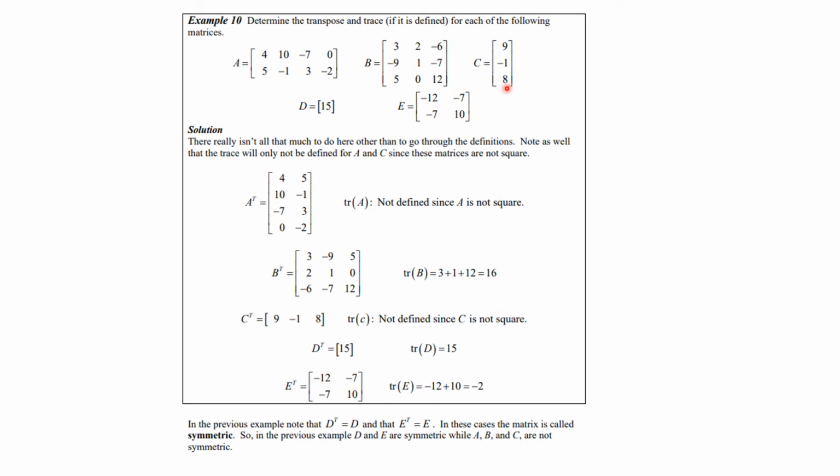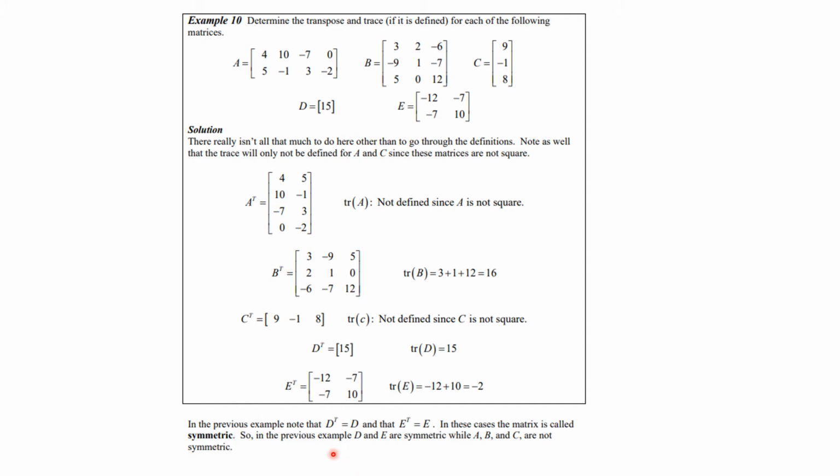Now, if you have a vector, the transpose of a column vector is a row vector, but the trace isn't defined because it is not square. Now D is a single entry in a matrix. It's a 1 by 1. It is square, but the diagonal just sums to 15. And here the transpose is going to actually be equal to the matrix that we started with. And E is again a square matrix. It is a 2 by 2. So minus 12, minus 7 is going to be the first column, and minus 7, 10 is going to be the second column, and the trace is going to be these numbers added together as integers, and I get minus 2.